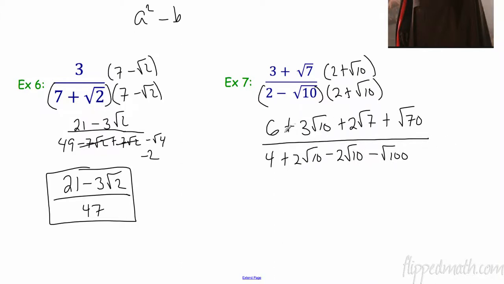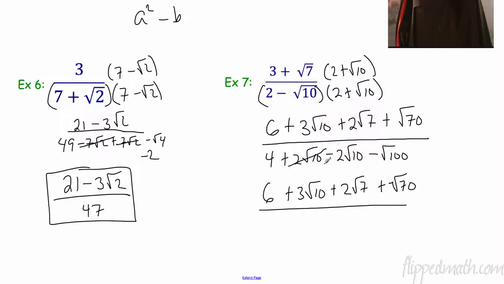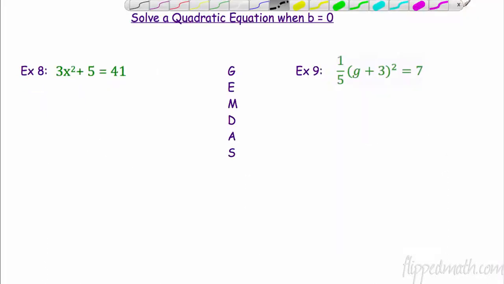So on the top, is there anything I can do? Radical 10 simplified, radical 7 simplified, radical 70. Is there a perfect square that goes into 70? Well, it's 35 times 2, so no. So 6 plus 3 radical 10 plus 2 radical 7 plus radical 70. I can't combine any of them because they're all different. On the bottom, I know this cancels out. I know the square root of 100 is 10. So 4 minus 10 is negative 6.